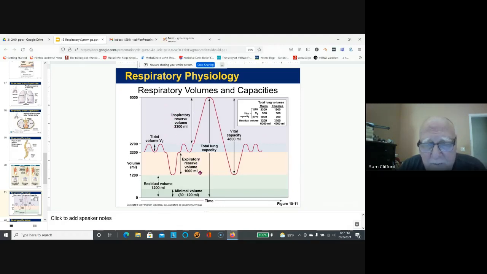You can expel a large amount of air when you breathe out forcefully. The vital capacity is the total of the inspiratory reserve volume and the expiratory reserve volume.